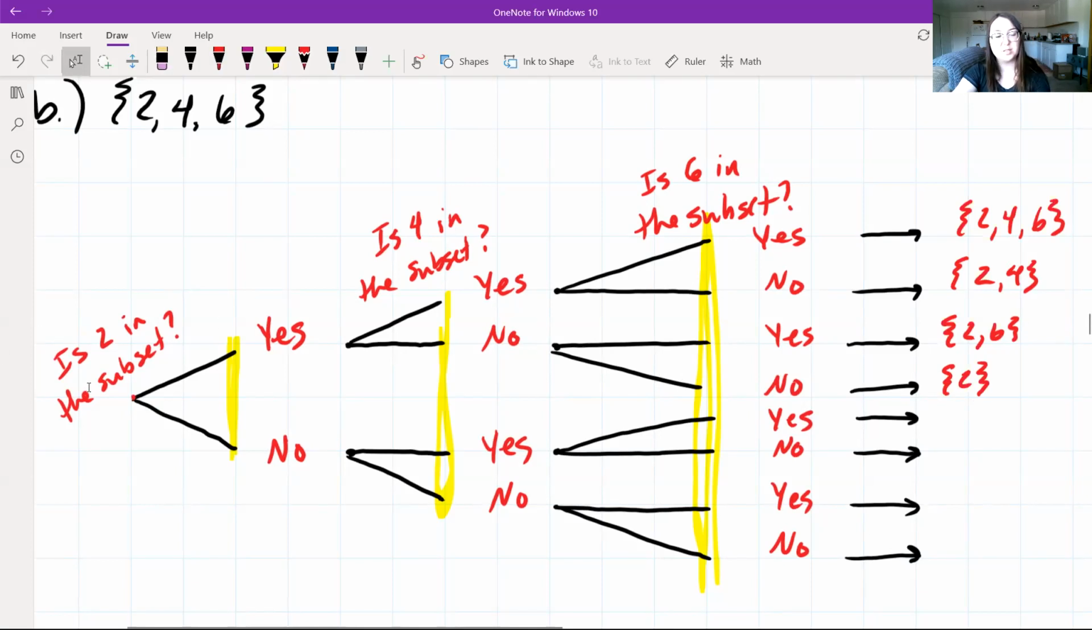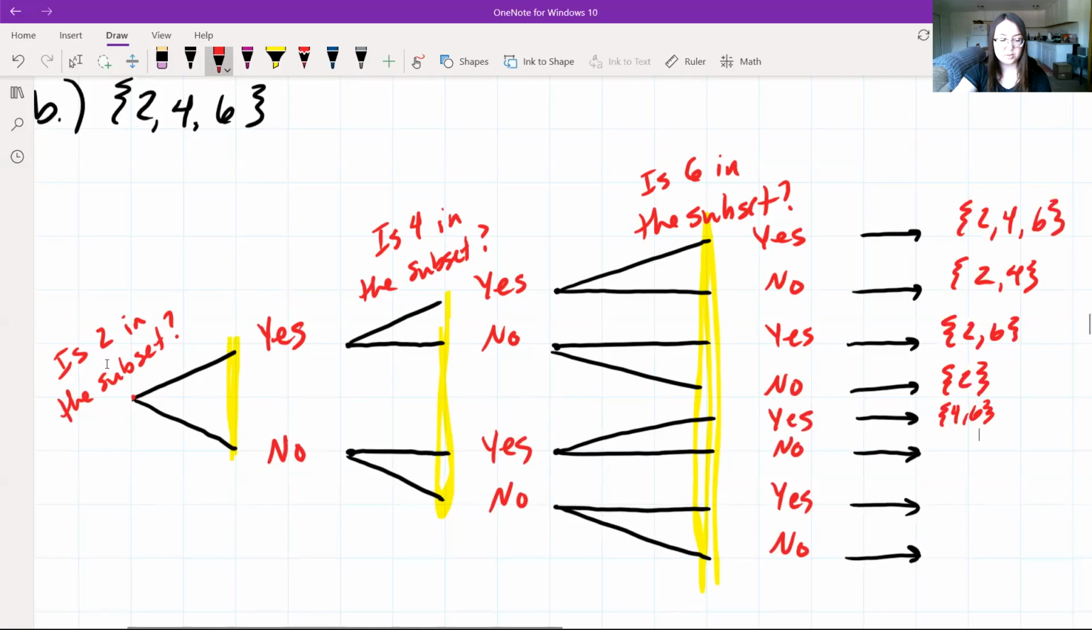So let's move on to 2 not being in the subset. So we think, is 2 in the subset? No. And let's follow the top branches of our no branch. So we would say, is 2 in the subset? No. But is 4 in the subset? Yes. And is 6 in the subset? Oh, let's also say yes. So this gives us our subset 4, 6.